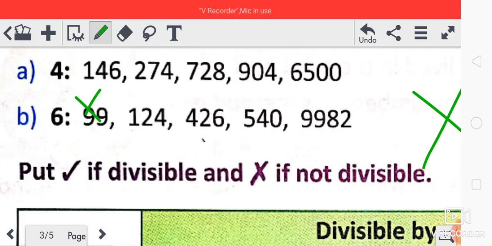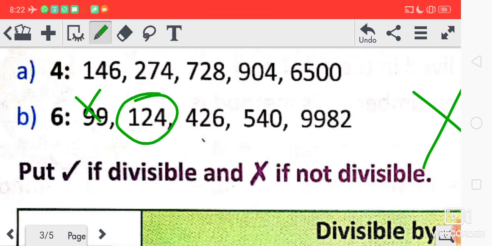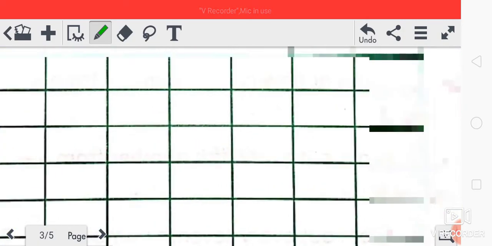Now 124. This number 124. So we'll see 124.